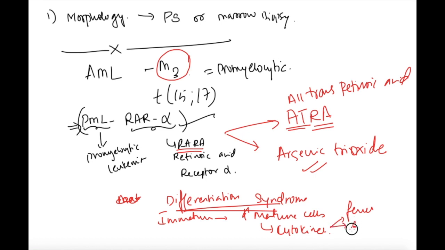They can have edema, because of these cytokines the vessels become leaky. The patient will develop edema, pleural effusion. These all could be the manifestation of a syndrome which is called differentiation syndrome. This will usually develop within about 10 days of starting ATRA or arsenic trioxide. So that's pretty much what is important and what you must know about AML.